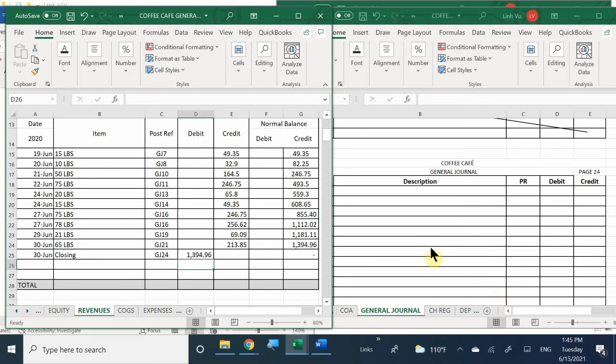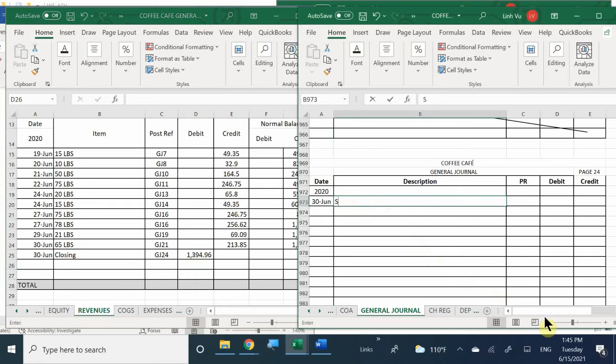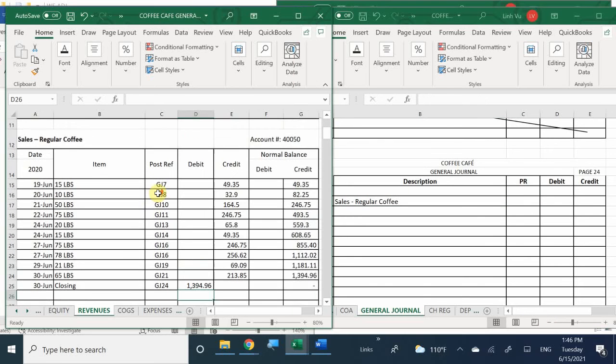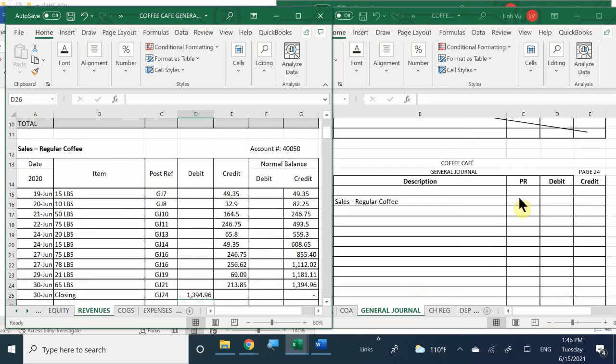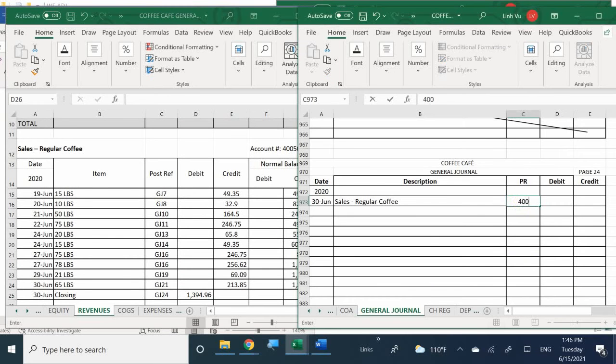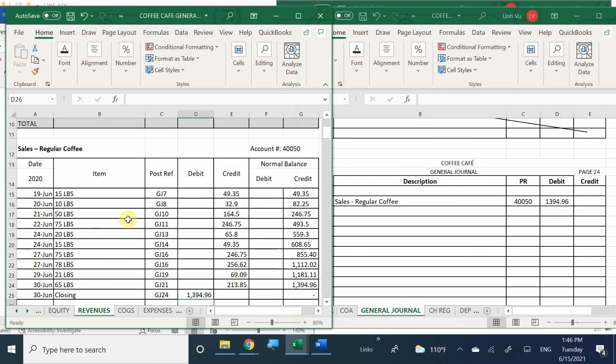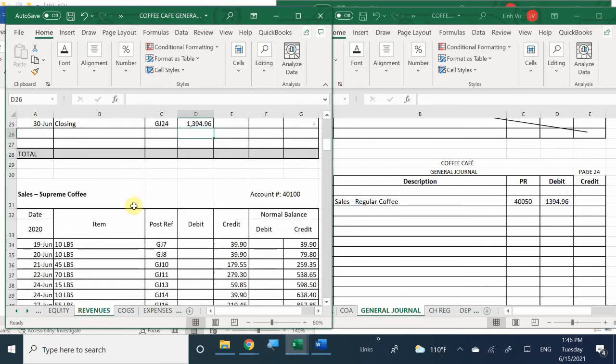So in this case, I am going to debit my sales for regular coffee, account number 450. That's my very first one, and I'm going to debit my account for $13,94.96. That's my first account that I zeroed out. I'm closing each account. Let's go ahead and do the second one.